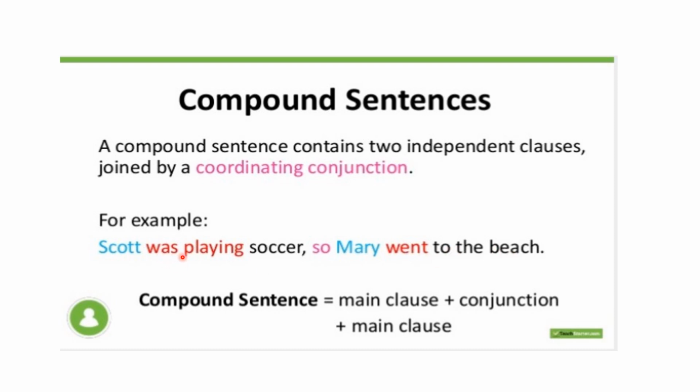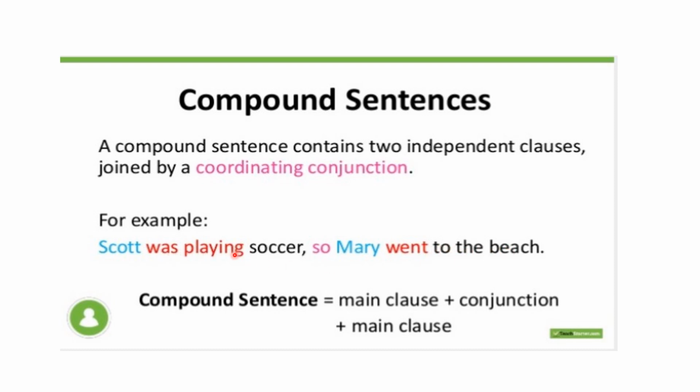Scott was playing soccer, so Mary went to the beach. So, Scott was playing soccer is one independent clause, or one main clause. Scott is the subject, was playing soccer is the predicate. So this is a main clause. This is another main clause, or independent clause: Mary went to the beach. Mary is the subject, went to the beach is the predicate. So this is another main clause.